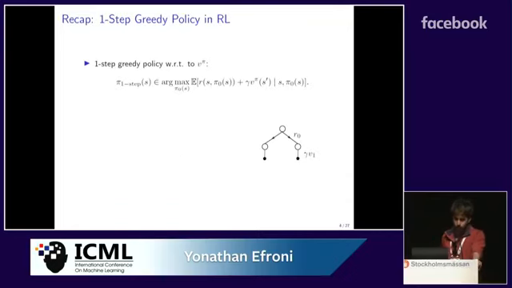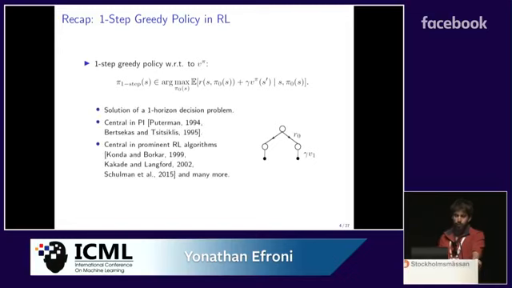A bit of a recap now. The one-step greedy policy is at the heart of reinforcement learning. It's given in the form that we see here. Intuitively, you can think of it as the solution of a tree search problem with depth of 1, or put another way, the one-step greedy policy is a solution of a one-horizon decision problem. And it is central in policy iteration, as we shall see in this talk.